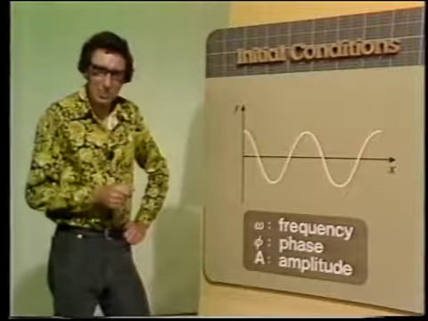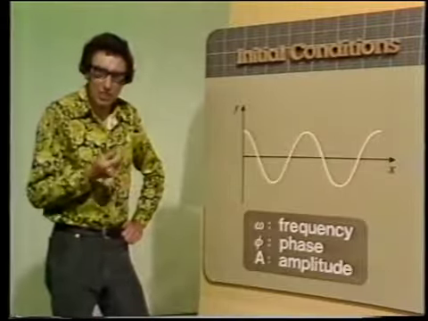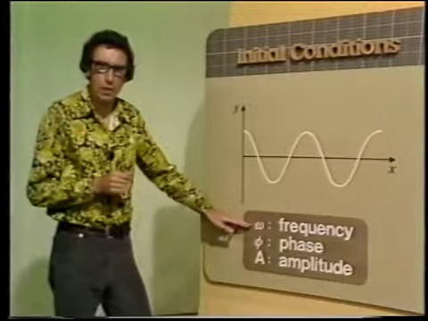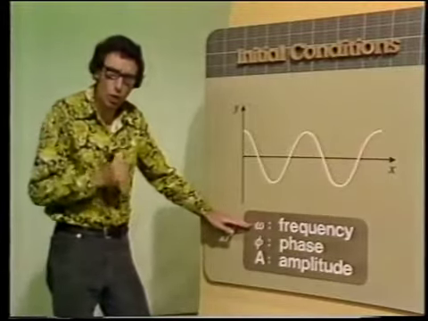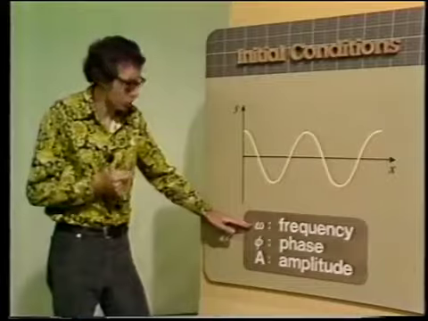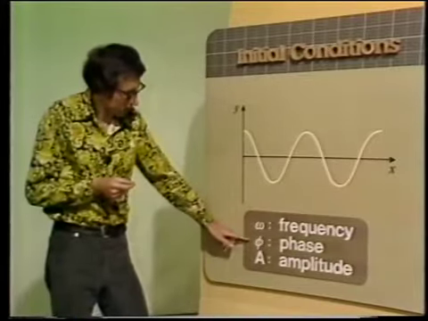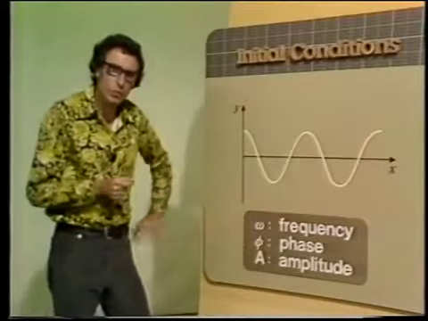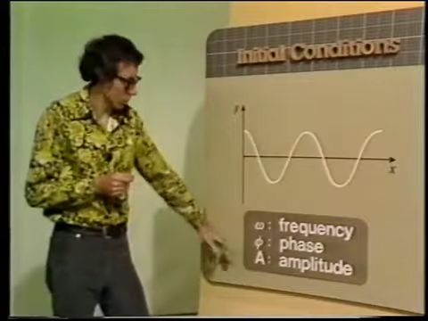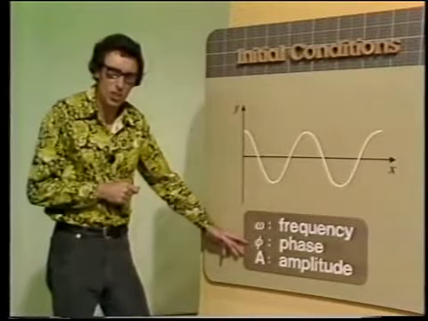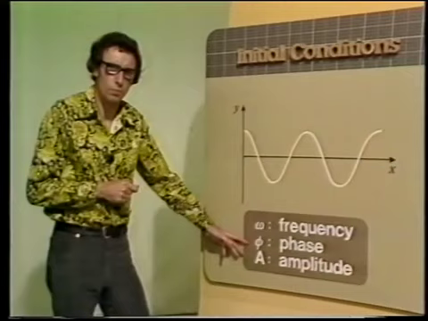So, the general solution of this differential equation is a sinusoidal oscillation of angular frequency omega. The general solution contains two arbitrary constants, the amplitude, A, and the phase, phi. Now, nothing we've said so far will determine values for A and phi. We'll only be able to do that if we have additional information about the solution.